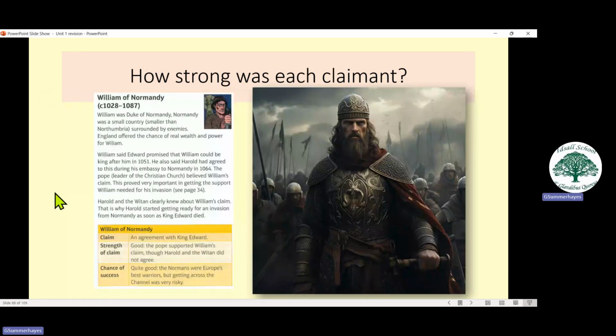And then we've got William of Normandy. By the way, these are AI, as you haven't guessed, representations of the claimants. Nobody really knows what they look like. There's some descriptions and there's a bit of tapestry, but these are representations of what they might have looked like.